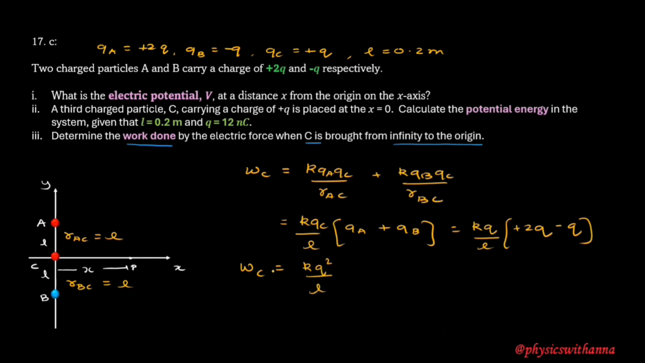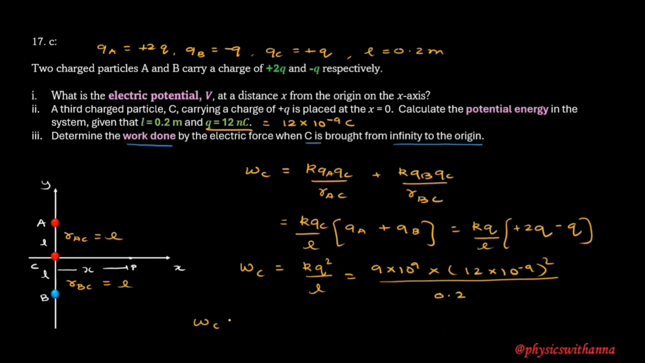If we substitute the values of K, Q, and L, we get K is 9 times 10 to the power 9. Q here is 12 nanocoulomb, which is equivalent to 12 times 10 to the power negative 9 coulomb. So 12 times 10 to the power negative 9 squared over 0.2. That gives you the work done to be equal to 6.48 times 10 to the power negative 6 joule, or you can write this as 6.48 microjoule.